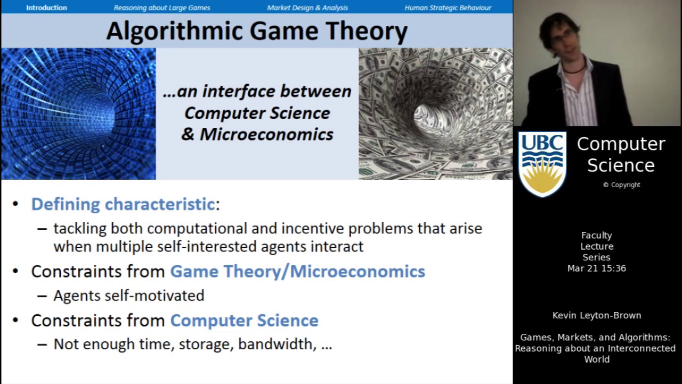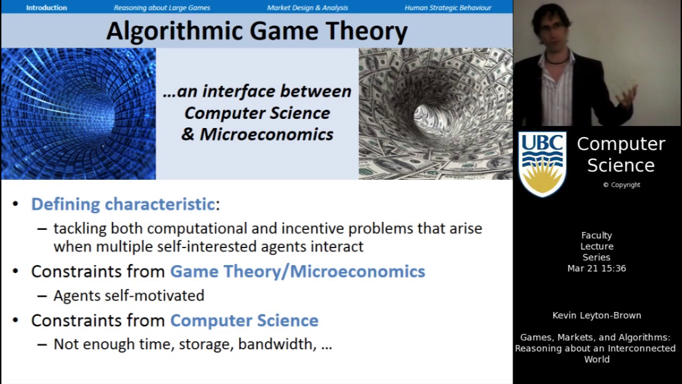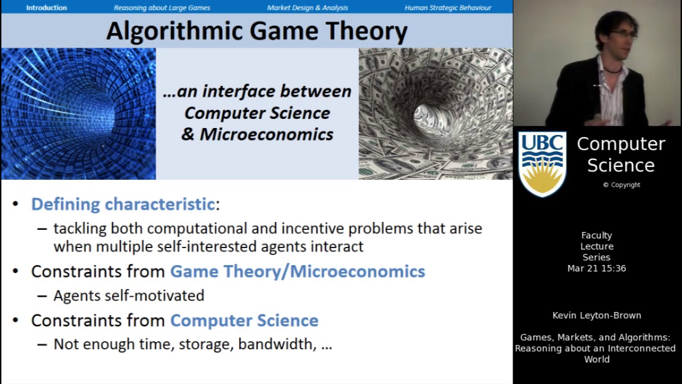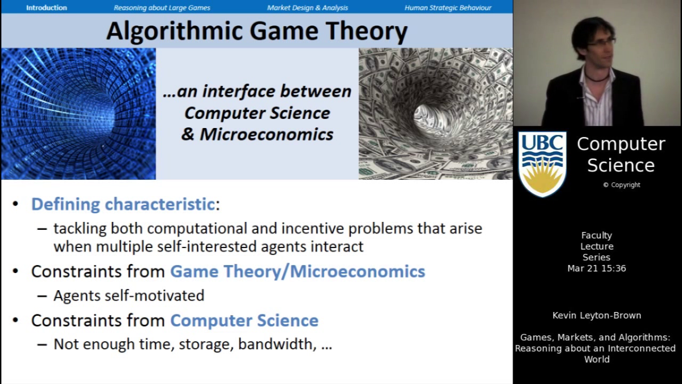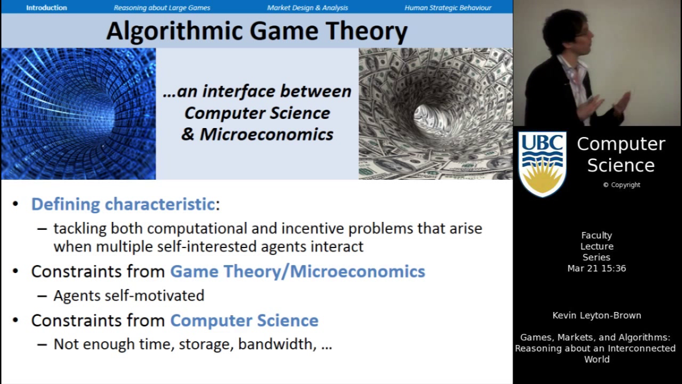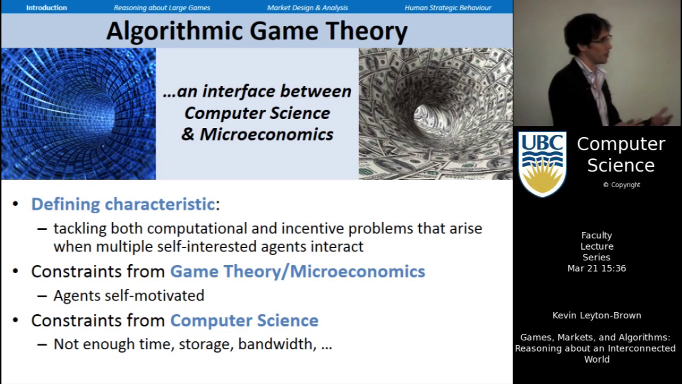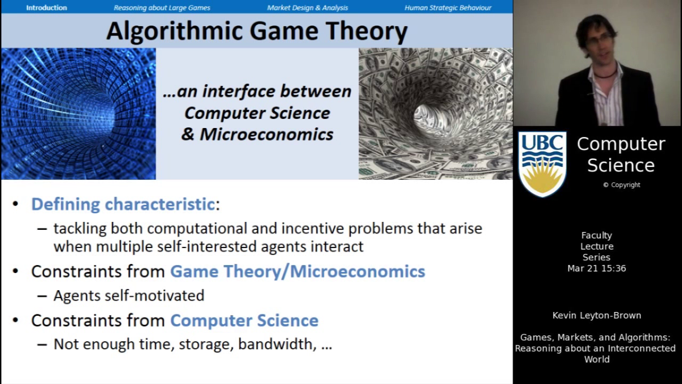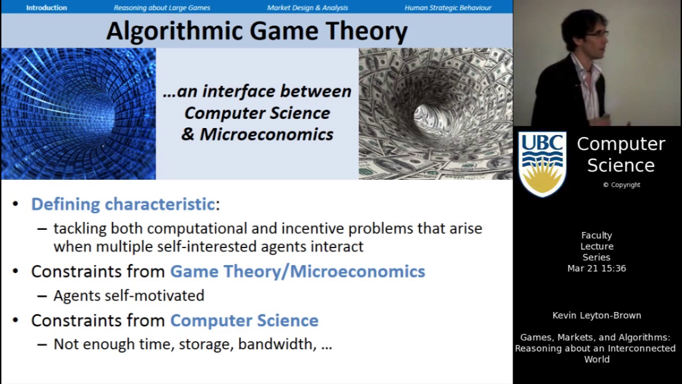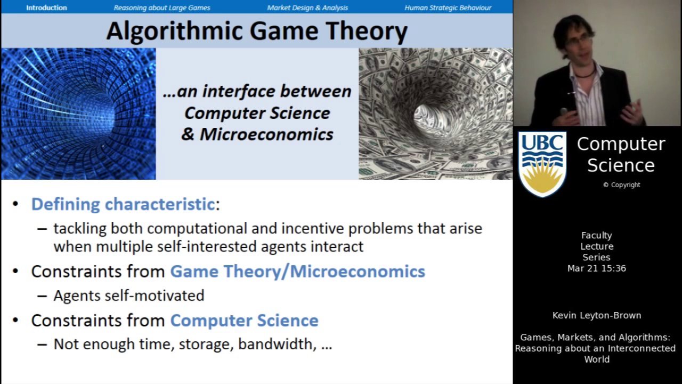The reason that this is its own field rather than being a sub-area of computer science or a sub-area of economics is that it's really necessary to think carefully about constraints that come from both of these disciplines. From game theory or microeconomics, the really important constraint that we bring on board is that the people using these systems are self-interested. And so we can't simply build a system and tell people how they ought to use it, but rather we build a system and then people use it however it is that they choose to use it, and we have to live with the consequences.